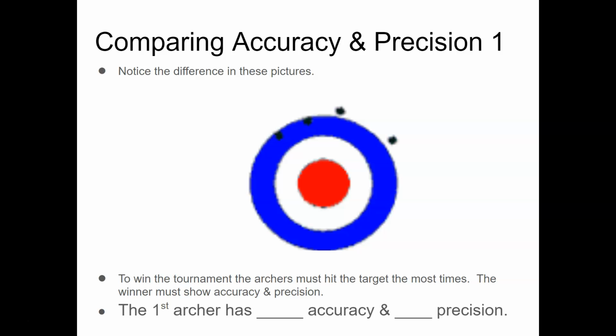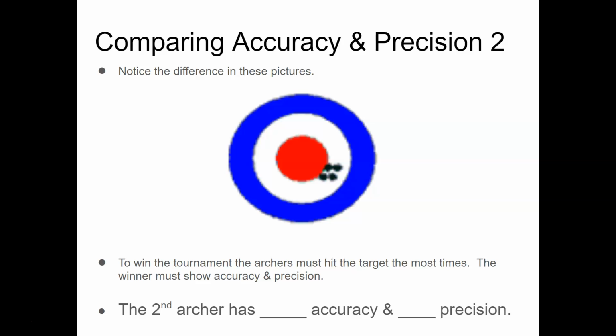So if we look at this, we want to look at these four archers. This archer has shot his shots, and it says to win the tournament, the archer must hit the target the most times, and the winner must show accuracy and precision. So this first archer has bad accuracy and bad precision. They're not tight together. They're not close to the bullseye.